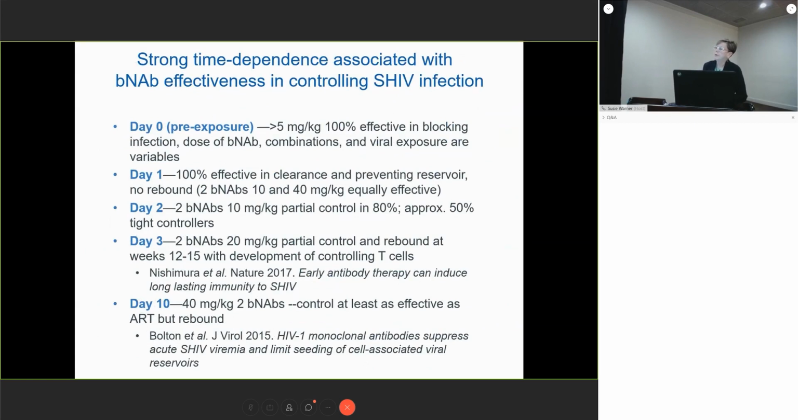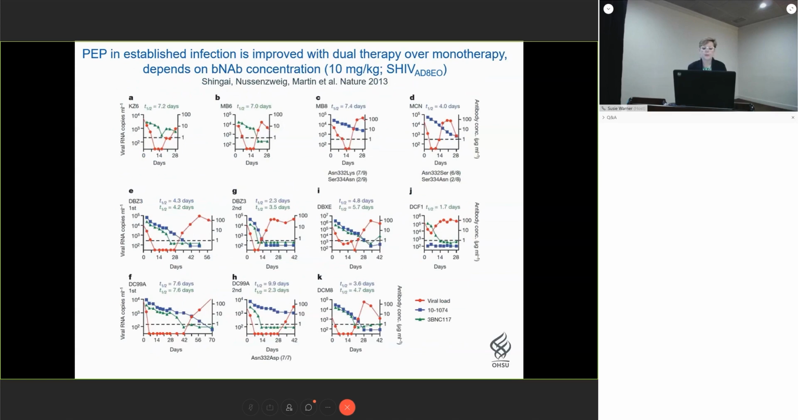And then Diane Bolton had published in 2015 a nice study intervening at day 10 with the same antibodies. So we were using the same virus, SHIV-P3, and she found that control was at least as effective as ART, but there was viral rebound. But they did see limited seeding of cell-associated reservoirs, as we're starting to see. So I think there's a strong effect post-exposure, but the window is perhaps a little shorter.